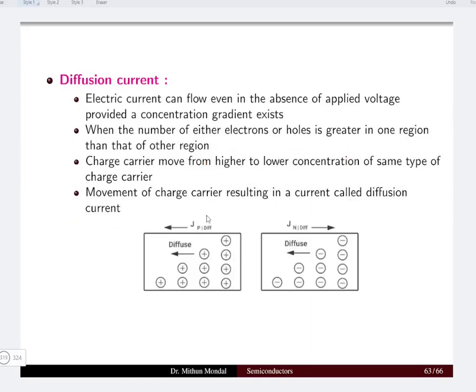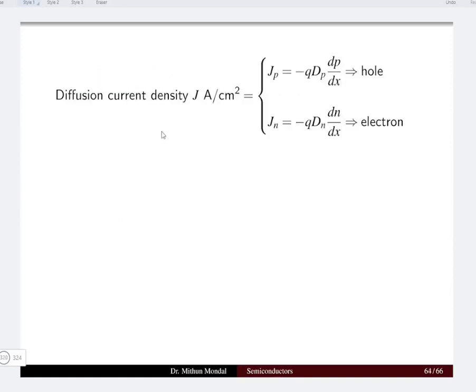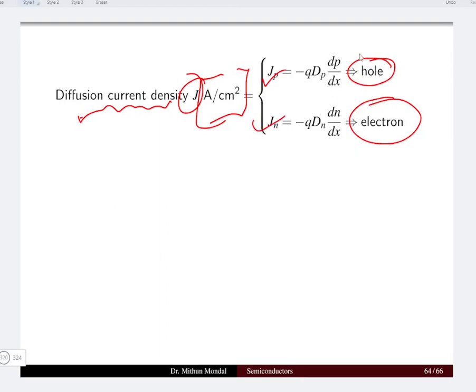Here we can see the diffusion current due to holes and the diffusion current due to electrons. Holes are represented by positive and electrons are represented by negative, and the movement of holes and the direction of the current are the same, while the current direction is different for the electrons' movement. Similarly, the diffusion current density in ampere per centimeter square can be given by this relationship for the hole and the electron, which is directly proportional to dp/dx and dn/dx. These are the concentration gradients.